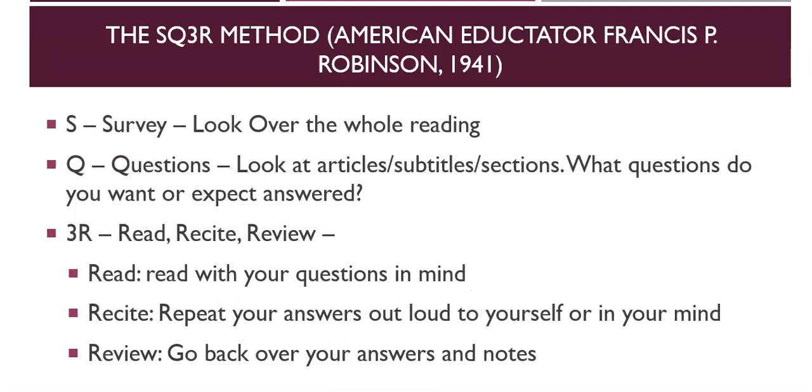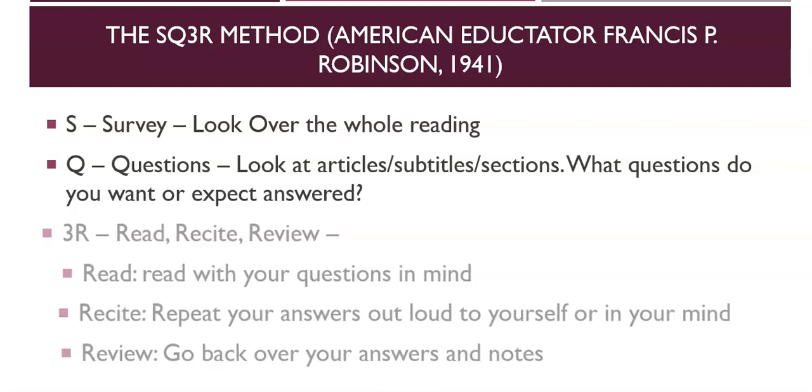One method for reading comprehension is the SQ3R method. The S stands for survey. You want to look over the entire reading. You want to look at how it's organized, if there are chapters, if there are different sections, and get the overall layout. The Q is for questions, looking at those subsections, those titles. What questions do you think are going to be answered, and what do you see as possible additional questions?